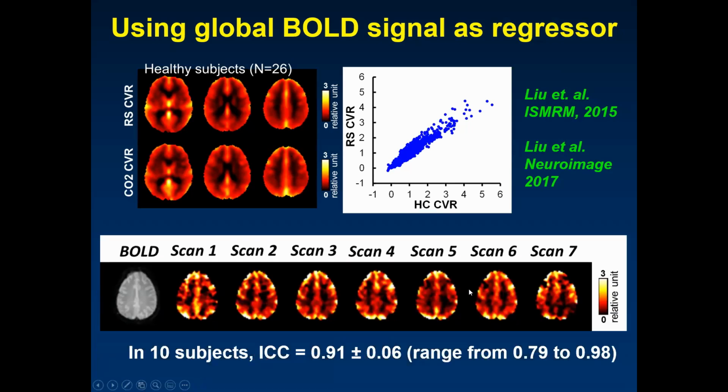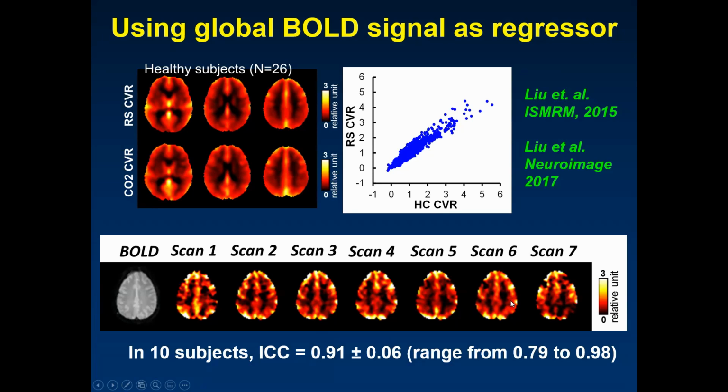Then we tried this in a group of subjects who had consecutive resting state scans, and shown here is an example of 7 resting state CVR maps that we obtained from one subject.